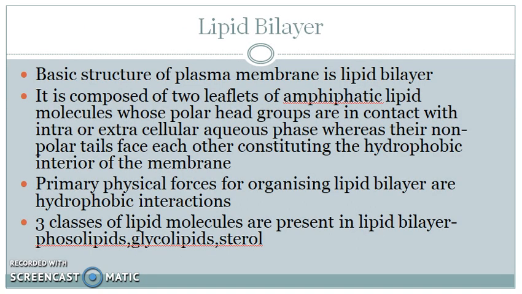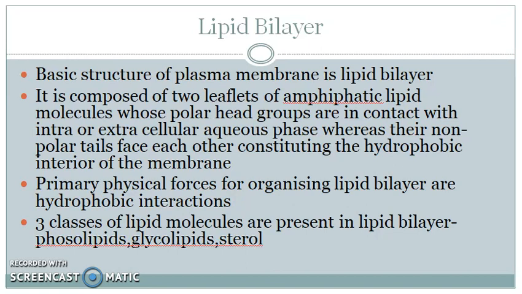Now a glimpse of whatever we learned in our previous lesson, that what exactly is lipid bilayer. Now the basic structure of plasma membrane is lipid bilayer and it is composed of two leaflets of amphipathic lipid molecules where the polar head groups are in contact with intra or extracellular aqueous phase. Now the polar, it looks like head, so it is just a small circle. So they are in contact with intra or extracellular aqueous phase.